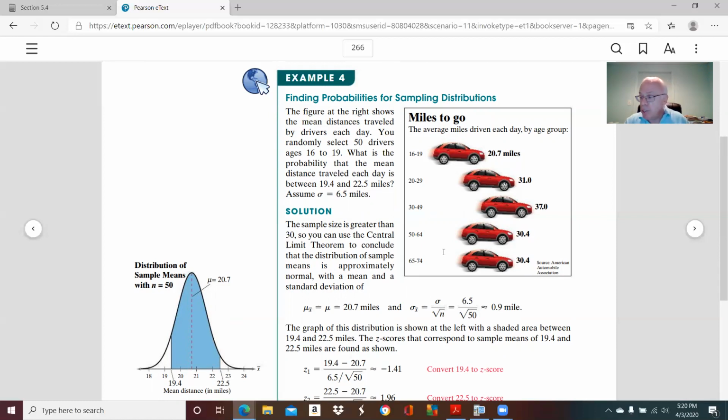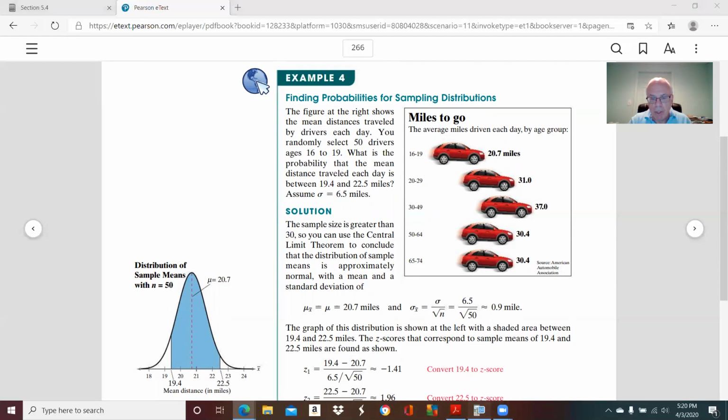Now, here's the deal. We don't have to actually calculate the standard error here. We can use this in our calculator, as I'll show you in a minute. So I'm just jotting down some of these things. And we want to know what's the probability that the mean of the 50 drivers is going to be between 19.4 and 22.5 miles.